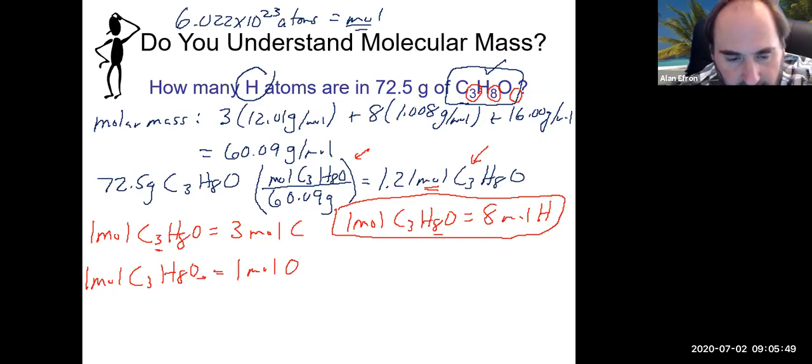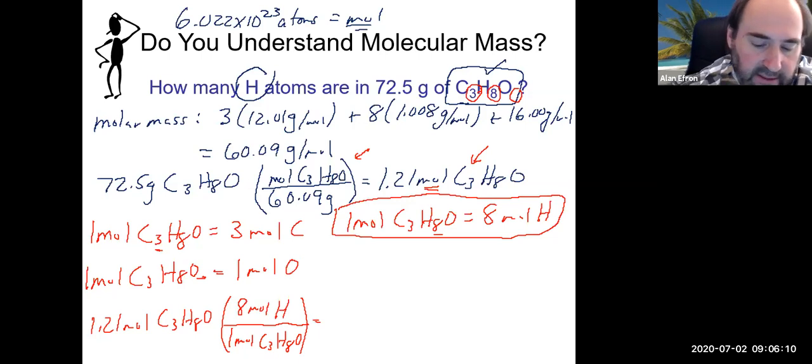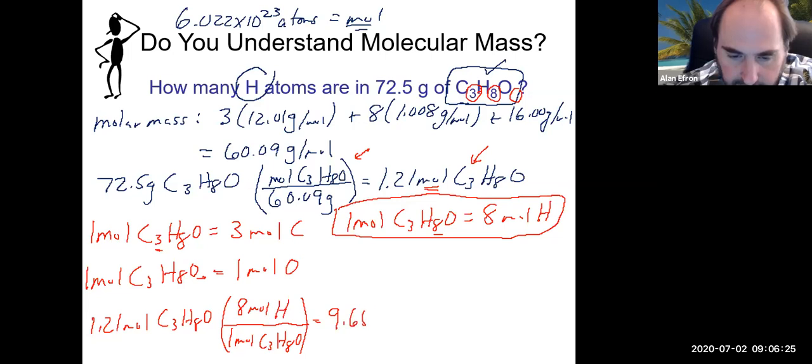We would take our 1.21 moles of the entire thing. We would use our relationship from the formula that says in 1 mole of the entire thing, there are 8 moles of hydrogen. And this is going to now allow us to go again from the whole thing to just the hydrogen part. And if I do that, times 8, 9.65 moles of hydrogen at this point. And now we're closer to where we want to end up.